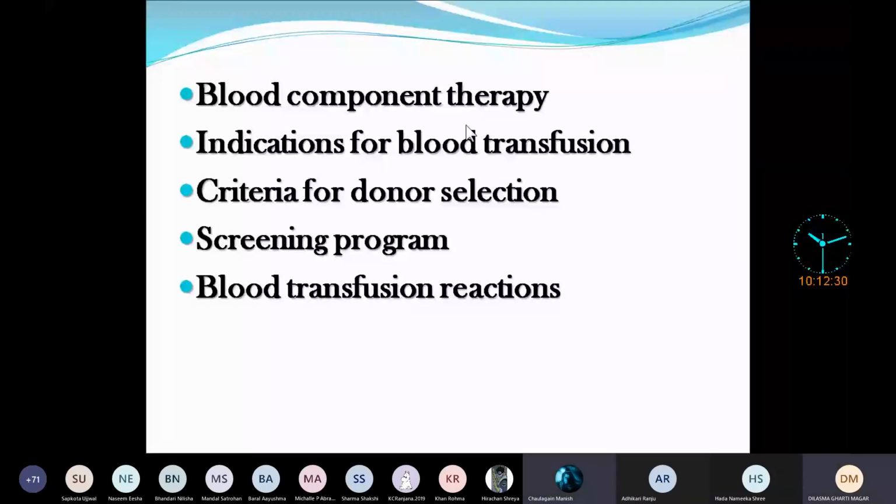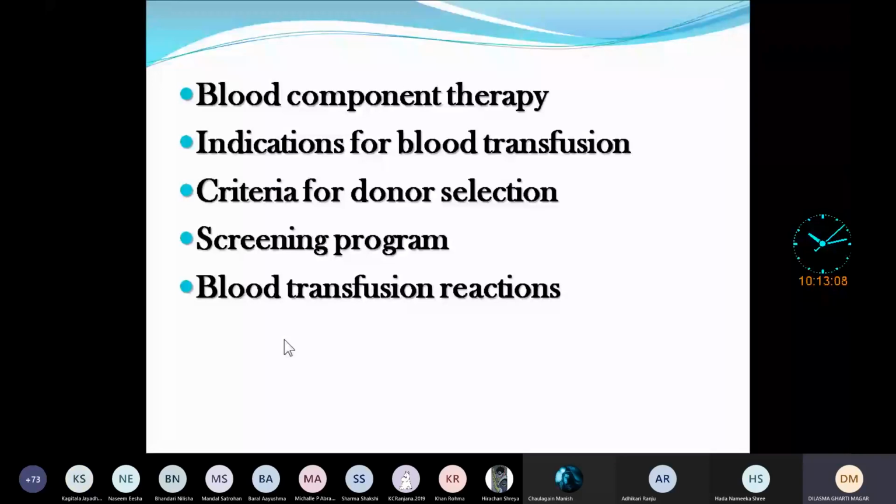Here blood component therapy means whenever we take the blood, isn't it? Suppose a donor comes and gives the blood, the whole blood, it is known as whole blood. So in the whole blood, RBC will be there, platelet will be there, WBC will be there, and the plasma will also be there. And in the plasma, clotting factors, everything will be there. So now component therapy means we will make it into components, like the RBC concentrate, platelet concentrate, or platelet rich plasma, fresh frozen plasma. So we can make different components. That is known as blood component therapy.